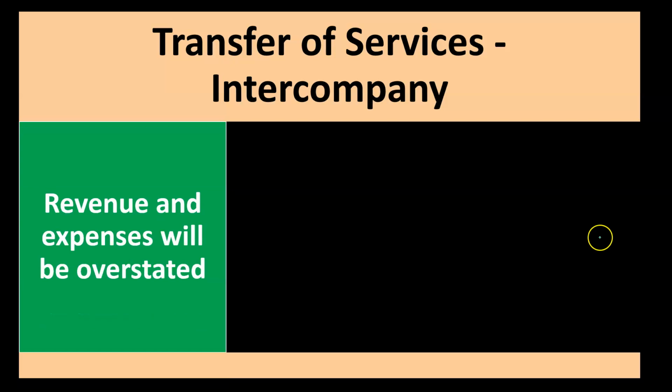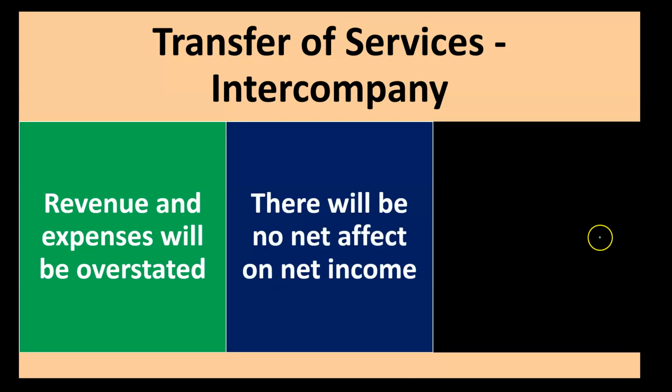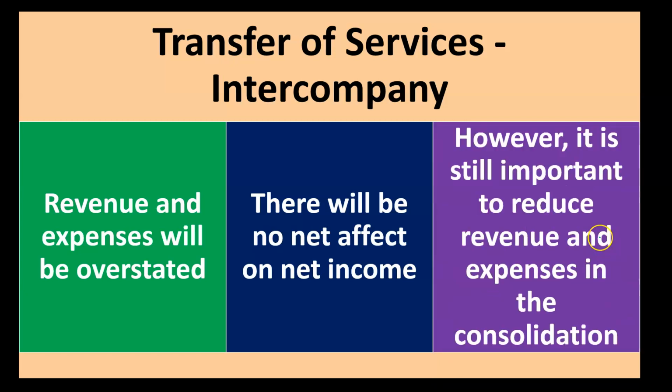We have to remove the revenue, because expenses will be overstated. If there was a sale of services from one company to the other, then expenses are going to be overstated on one book and revenue overstated on the other. There will be no net effect on net income, because the revenue and expenses went up by equal and offsetting amounts for the two companies' books, and once combined they equal each other out. However, even though there's no net effect on net income, it's still important to reduce revenue and expenses in the consolidation, because those two components will be overstated.